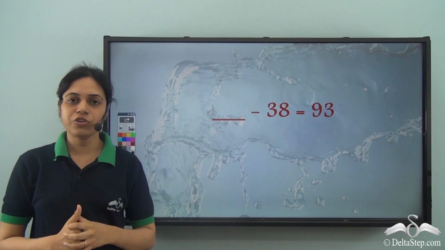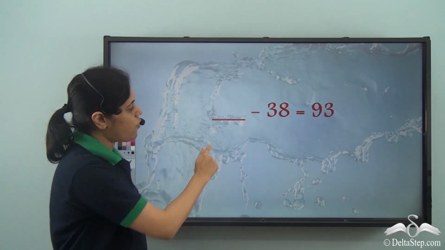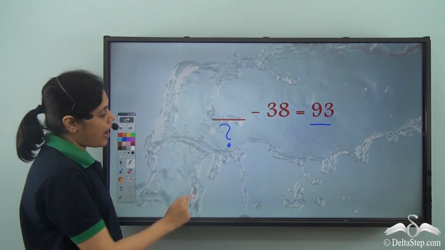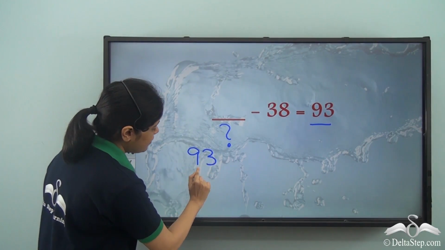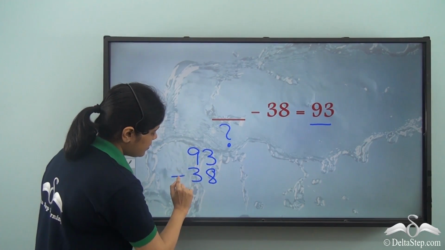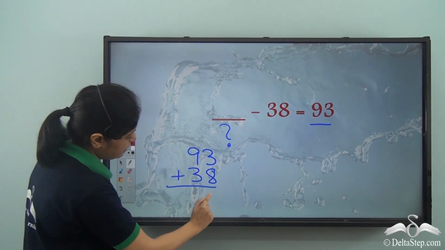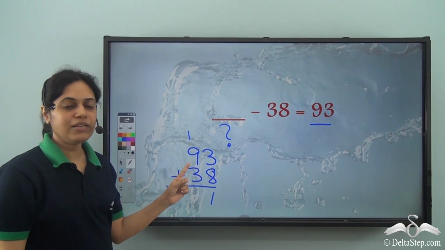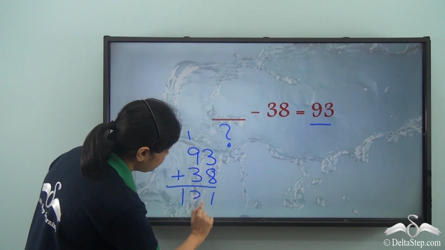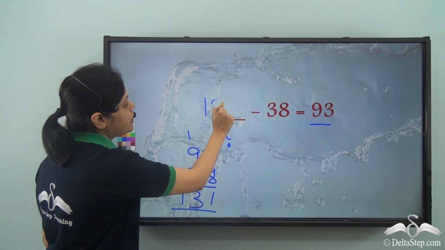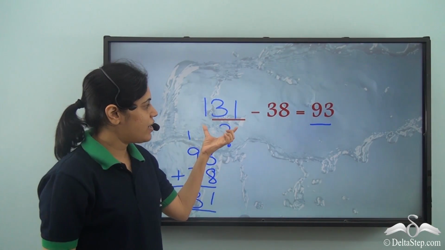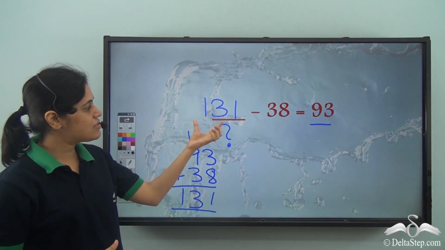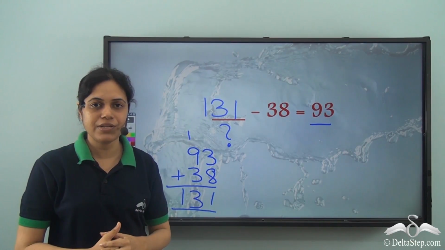Can you try out this one on your own? So what minus 38 is 93. So add 93 and 38. 3 plus 8 is 11. So 1, another one gets carried. 1 plus 9 is 10. 10 plus 3 is 13. So I have 131. So 131 minus 38 gives me 93. So the answer of the missing number is 131.